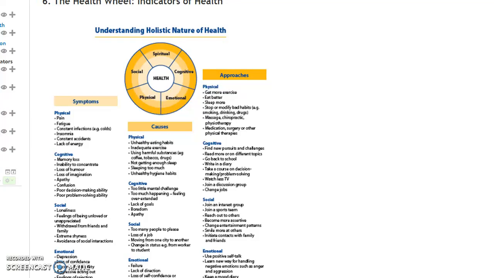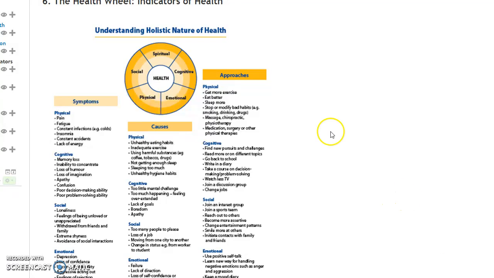Hi everybody. So by now you should have read your textbook and you also should have watched the video and gone through the 5 dimensions of health. So you should have a good understanding at this point that there's 5 dimensions of health: spiritual, cognitive, emotional, physical, and social. So now I'm going to explain to you about the health wheel.